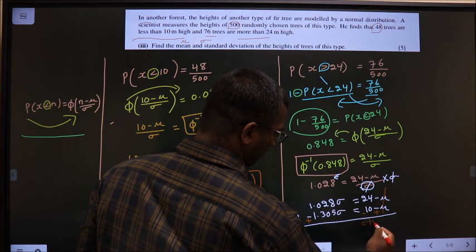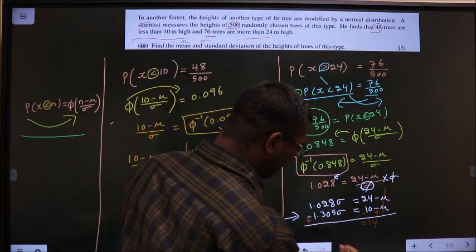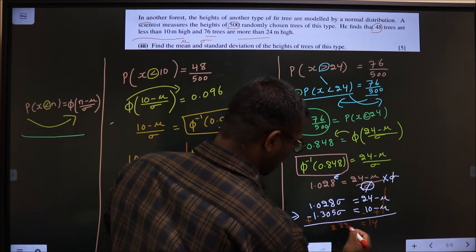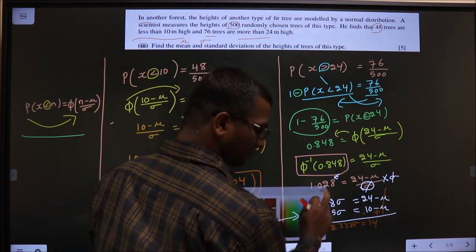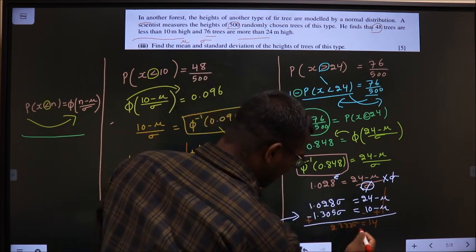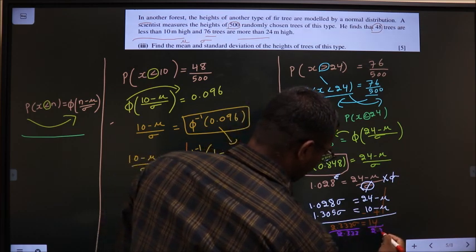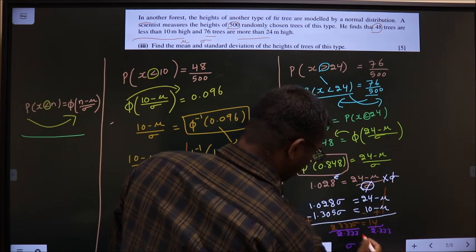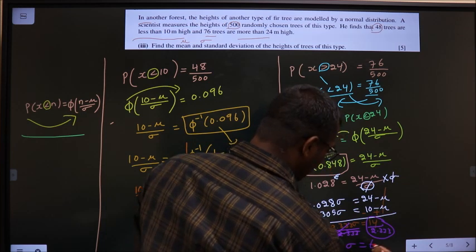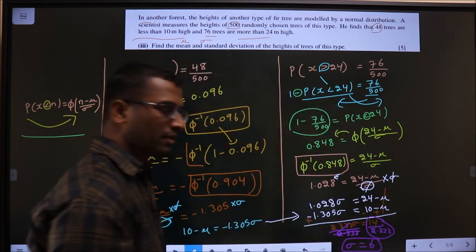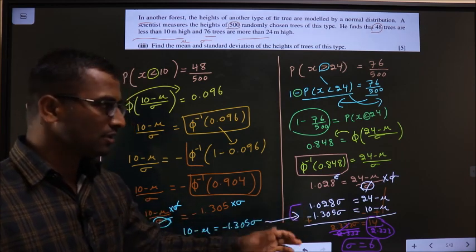24 minus 10 is 14. And here add this. You will get it to be 2.333 standard deviation. Now to get standard deviation, divide by 2.333 on both sides. So you get standard deviation, put this in the calculator. You get standard deviation to be 6. Have you understood? Now replace standard deviation in any one equation to get mean.